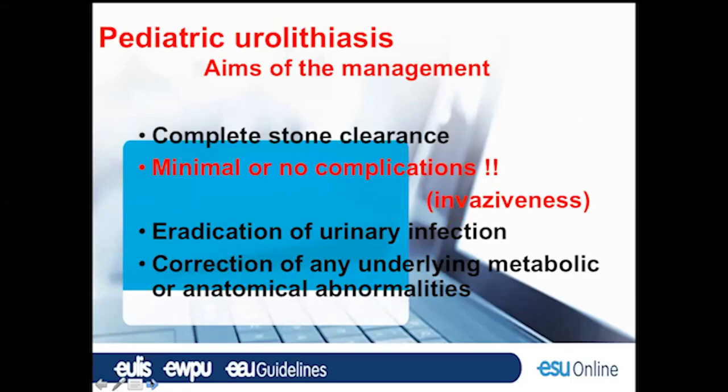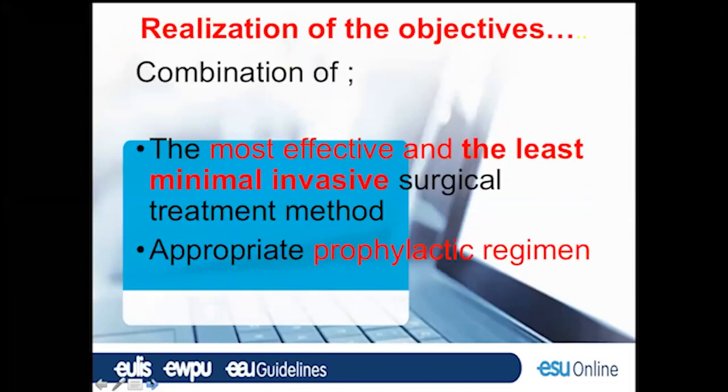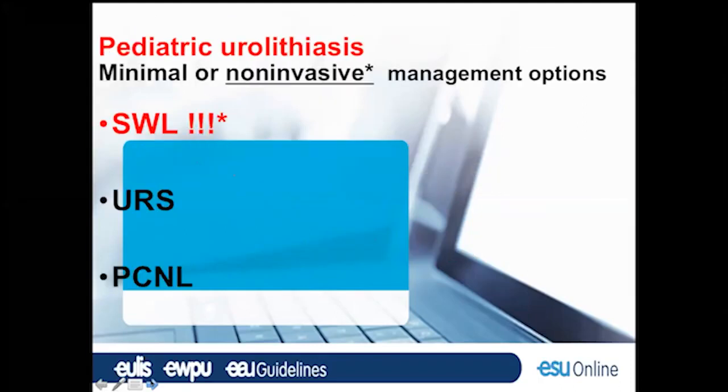patients to be treated. The aim of the treatment in this population is complete stone clearance with minimal or no complications in terms of invasiveness. Eradication of the urinary infection, and correction of any underlying metabolic or anatomical abnormalities are very important. To realize our objectives, we have to combine the most effective and least invasive surgical treatment available, and also we need an appropriate prophylactic regimen, particularly for the kids having severe metabolic abnormalities.